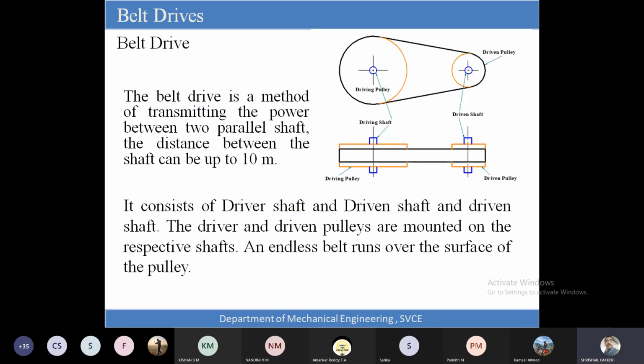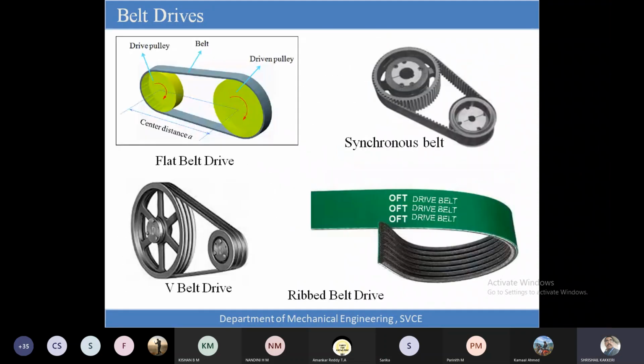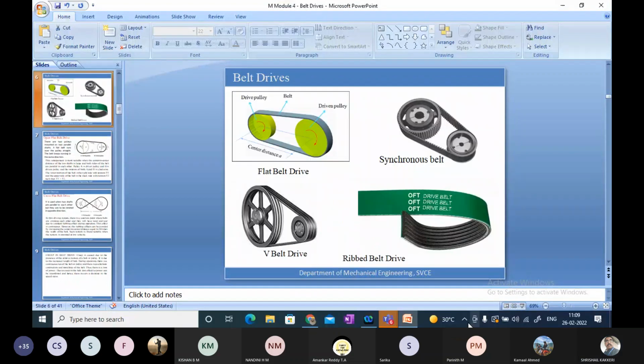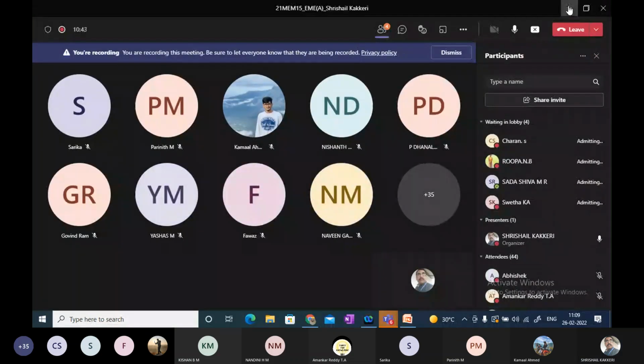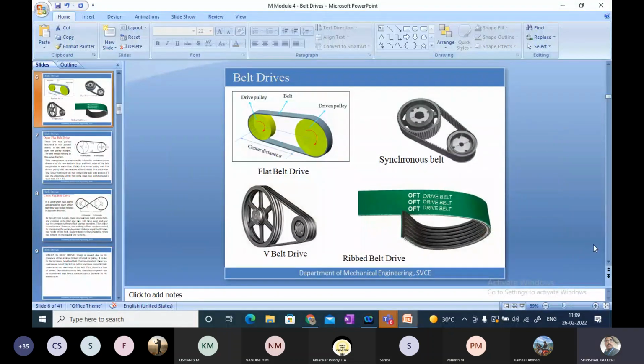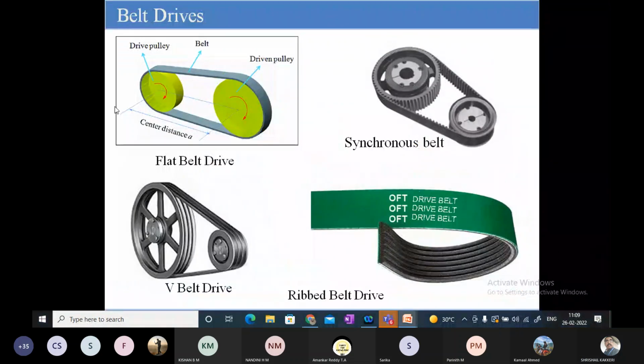Please look here. I have shown the different belts I'll be showing here in this. Before I get into the model, just I'll be showing you this. Kindly look into this properly. And this is called a flat belt drive. Since the cross section of this belt is flat or rectangular shape, so it is called flat belt drive.